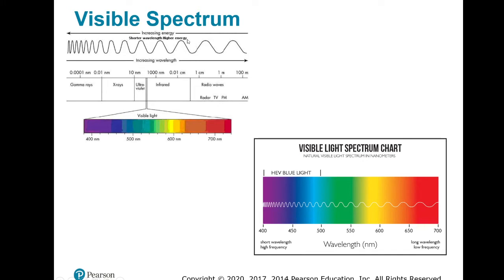Recall that wavelength is the distance between one wave peak to the next. As we go towards shorter wavelengths, we are getting radiation that is more energetic. So longer wavelengths correspond to less energetic light. For instance, red is less energetic than blue or violet light.